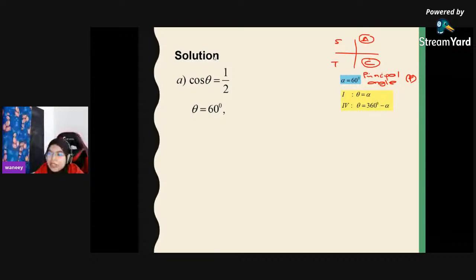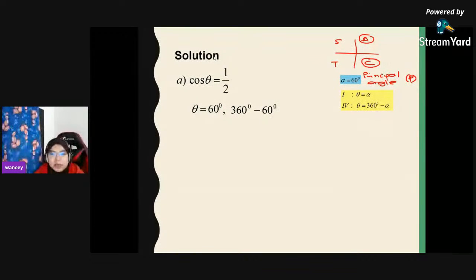Another one is 360 minus alpha, so 360 minus 60. To simplify, that is simply 300. So our answers are theta equal to 60 degrees and 300 degrees. And do check that theta should be between 0 and 360. So it is correct, these are between 0 and 360.